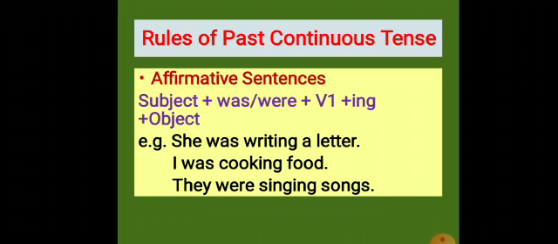Again, there are students who commit the mistake that they add ing with the second form of the verb. Make sure ing is always added with the first form of the verb. So examples are, she was writing a letter, I was cooking food, they were singing songs.